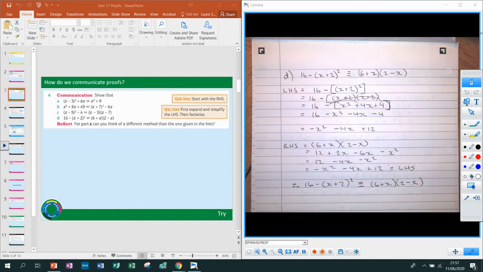Okay? It says for part C, can you think of a different method than the one given in the hint? And the hint said first expand and simplify the left-hand side, then factorize. No, there is a different method. The one that we did was to actually expand both and simplify, which is perfectly fine as well. Okay?